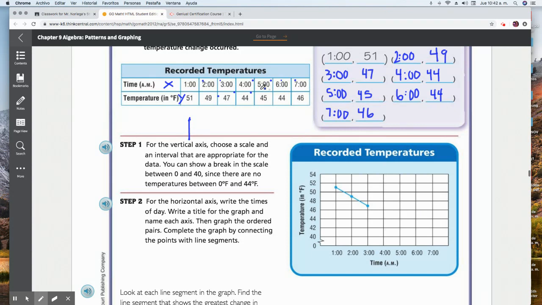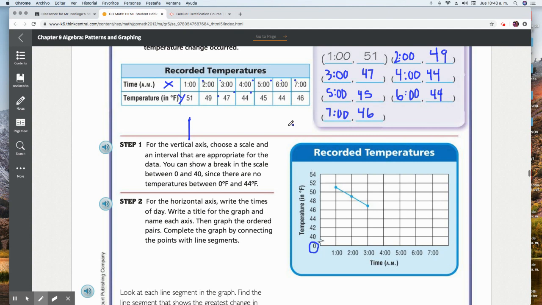Then we have to look at which number is the smaller number. The smaller number is 44. So we can start our numbers at 40. Well, 0 is the origin. Of course, you will always need to include the 0 as your origin. But you can jump all the way to 40 since 44 is the smallest number. That's why this scale started at 0 and then jumped all the way to 40.